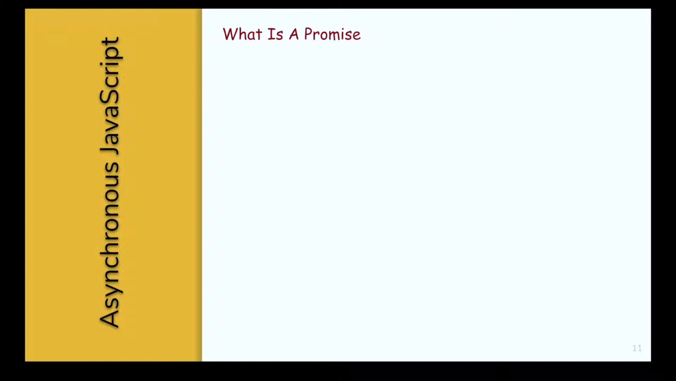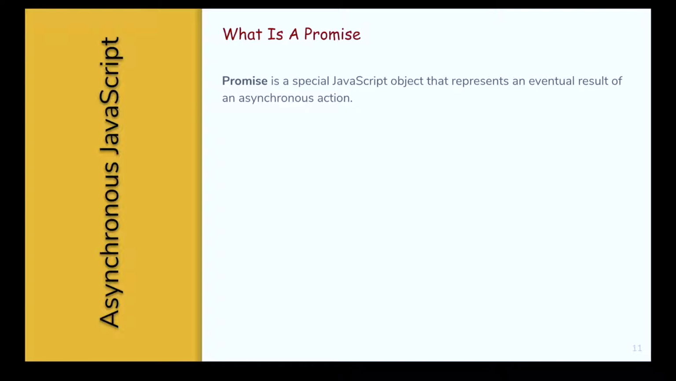In this section, we will talk about promises in JavaScript. So, what is a promise? A promise is a special JavaScript object that represents an eventual result of an asynchronous action. A promise is kind of a proxy for a value that we don't have yet.